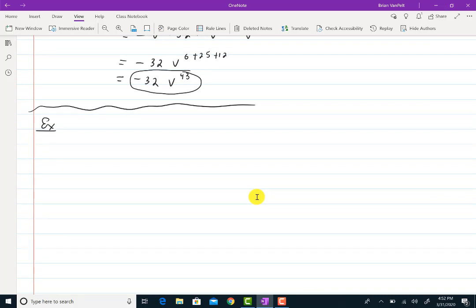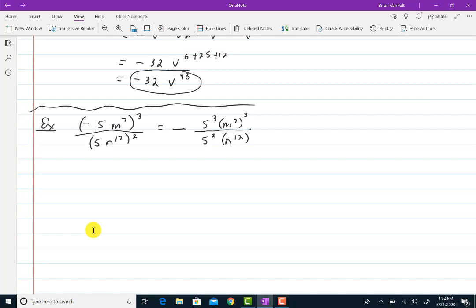For our next one, we have negative 5 m to the 7th raised to the 3rd divided by 5n to the 12th, and that quantity is raised to the 2nd. So first of all, let me do my positive or negative. A negative raised to the 3rd is negative, and that's the only one I see around, so I'll just put my negative out front, waiting for the numbers to appear. Let me start with this piece up here. I'll have 5 to the 3rd, m to the 7th to the 3rd, divided by 5 squared times n to the 12th to the second.